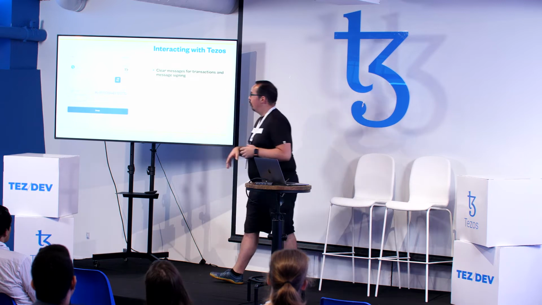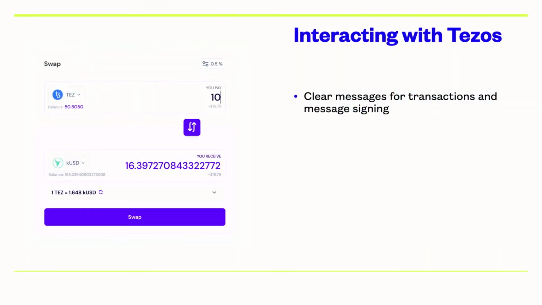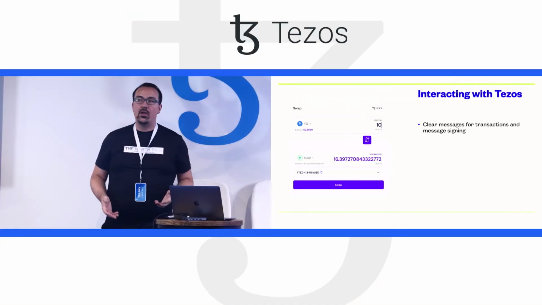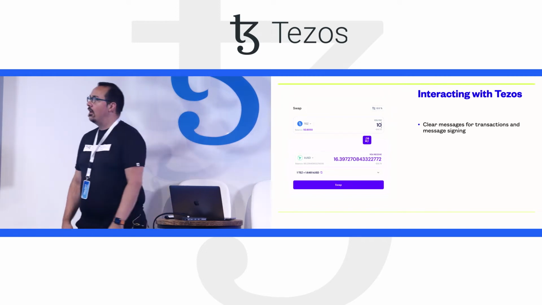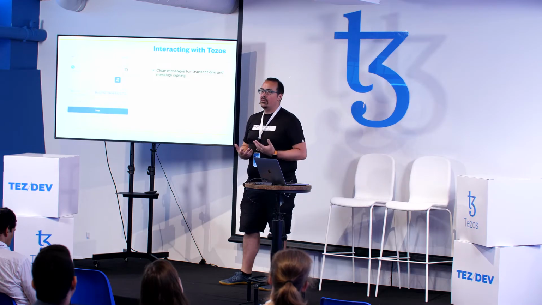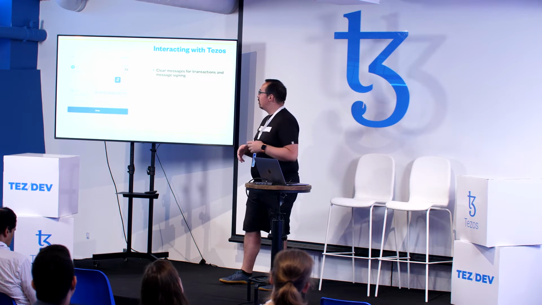The first thing is that before the transaction goes to the blockchain, you have to see your application through the eyes of a non-technical user, someone who's used to Web 2 and comes to your Web 3 application and expects the same kind of experience. And you, as a developer, want to create that same kind of experience with the tools you have. So for example, you must write clear messages for transactions or for message signing.